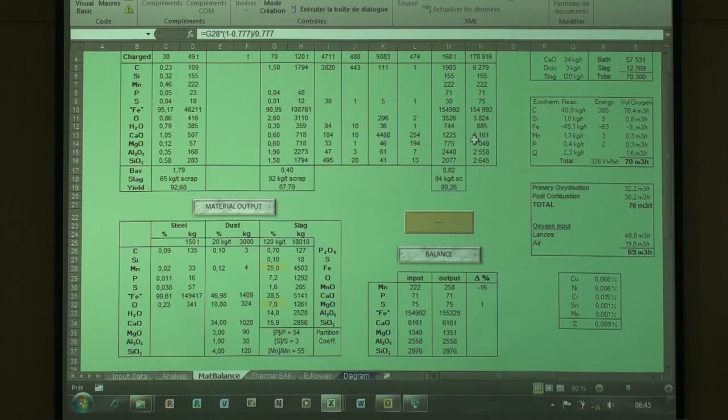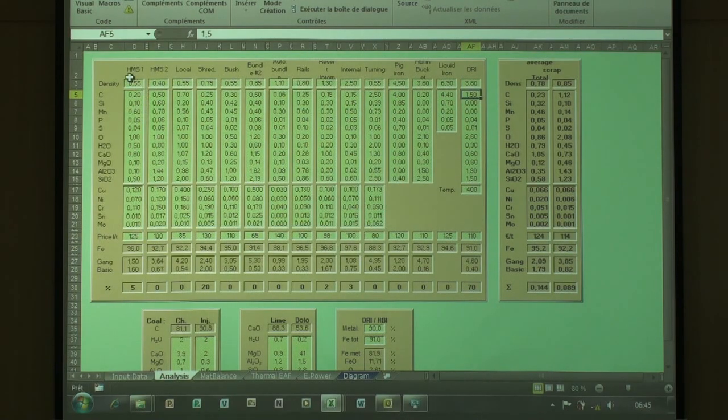Could you explain one more time about HMS1? The HMS1. Scrap grade. Heavy melting scrap. Heavy melting scrap.